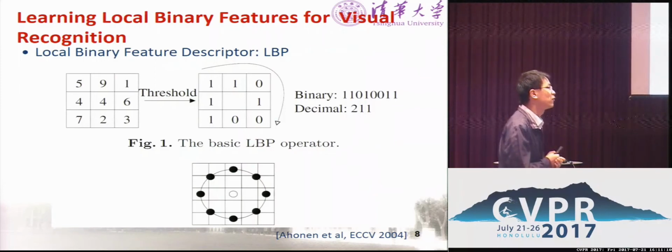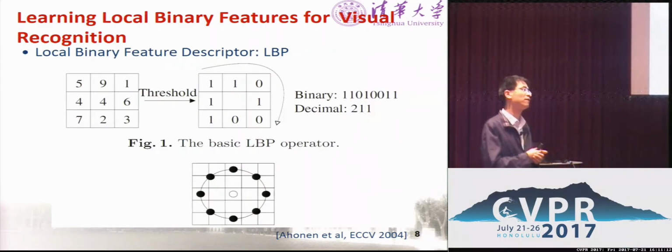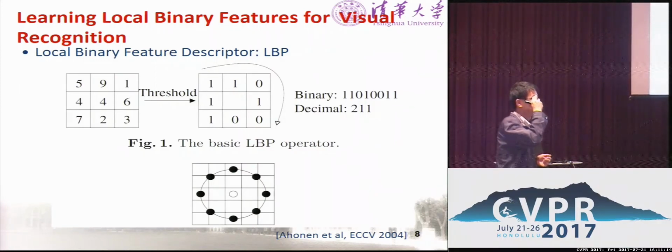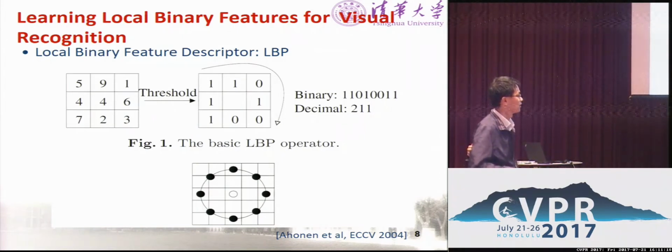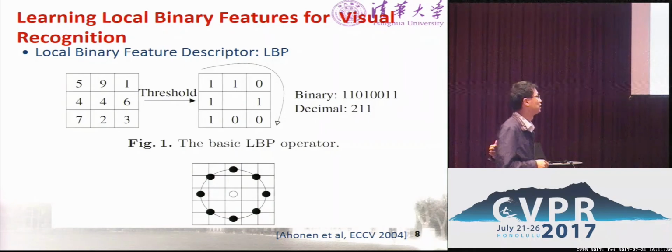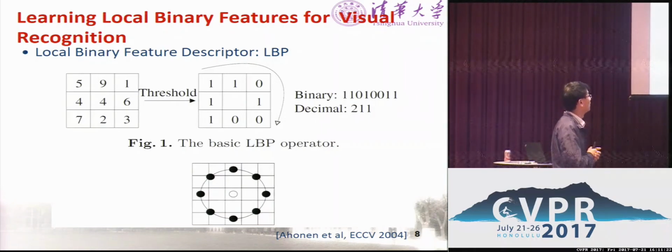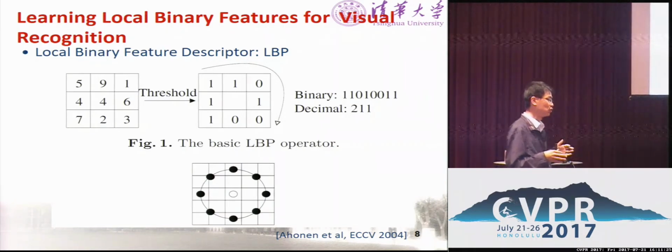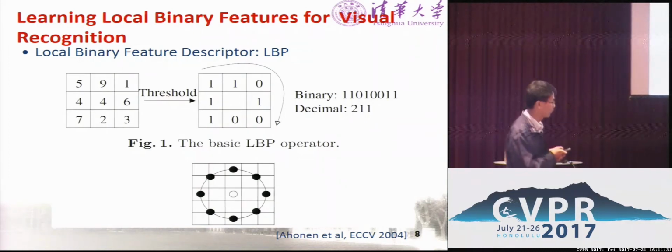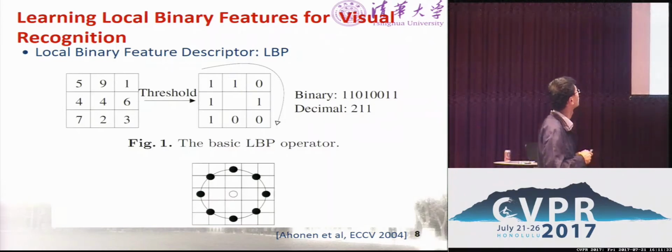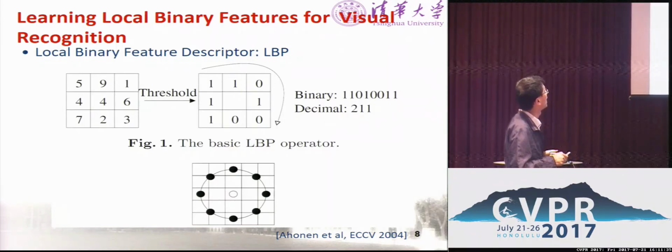So in the computer vision area, a very popular local binary feature is the local binary descriptor. This paper was published in ECCV 2024. This idea was first used for texture classification, and then it was introduced for face recognition. Now I will introduce the basic idea of LBP features, the local binary feature descriptor.